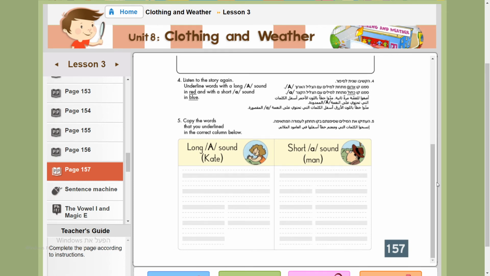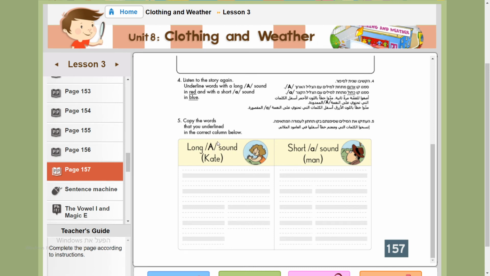Okay, and the last question, number four, listen to the story again. Underline words with long A sound in red and with a short A sound in blue. I will give you to do this at home, alone, okay? For question number five, copy the words that you underlined. Okay, underline means draw a line under the word, okay? In the correct column below. Okay, we have a chart here. And we have long A sound and short A sound.